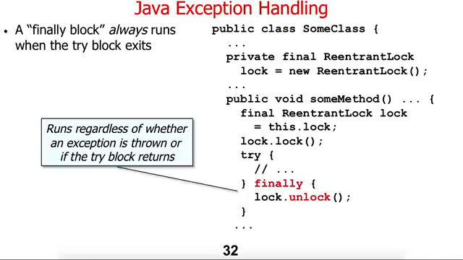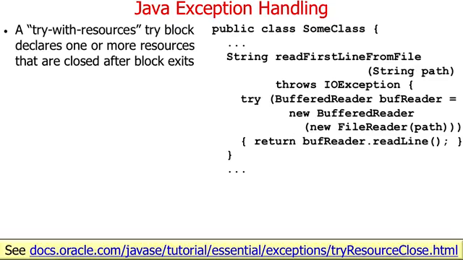For example, this finally block is always run to unlock the lock, regardless of whether the statements within the try block throw an exception or if the try block returns from the method. Yet another syntactic element associated with Java exceptions is the try-with-resources block, which was introduced in Java 7. This variant of a try block declares one or more resources that will be closed automatically after the app's flow of control exits the block.